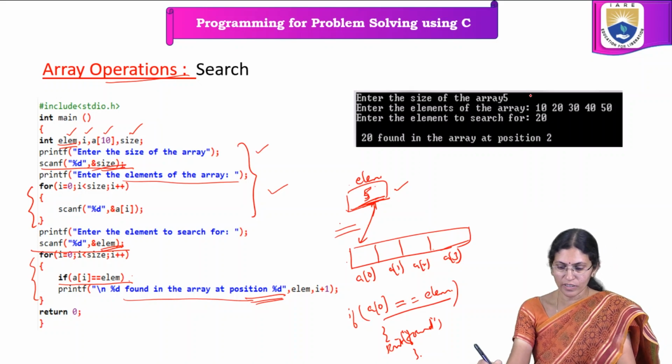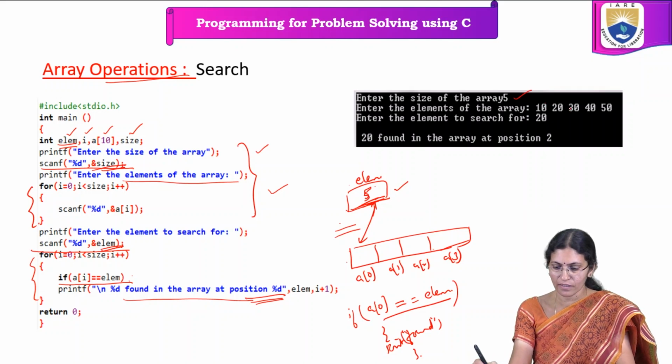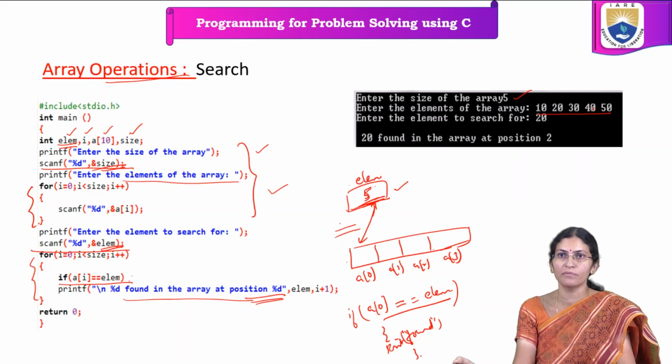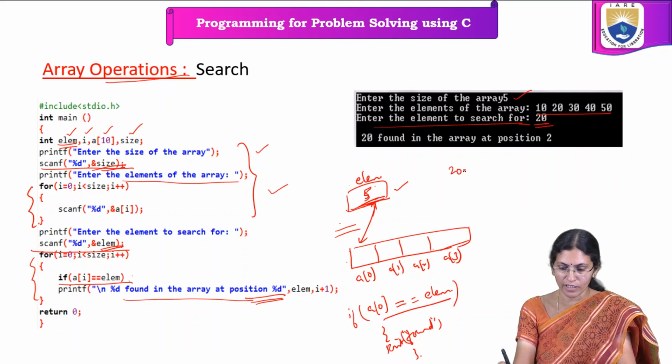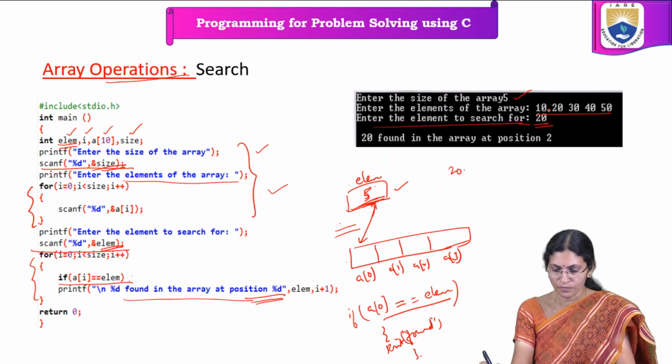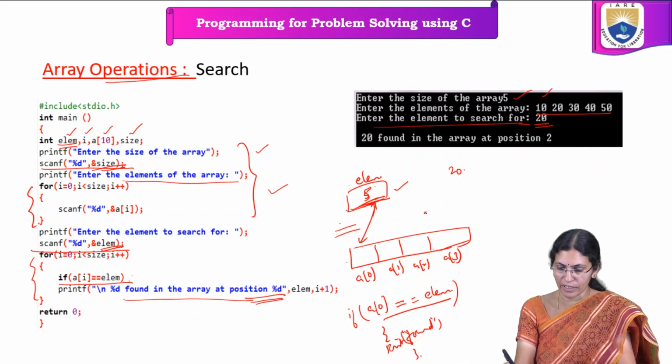Suppose the user is giving the array size as 5 and the elements entered are 10, 20, 30, 40 and 50. Then, enter the element to search for. This is the element to be searched for. Suppose 20 is to be searched. Now each element of the array is compared. So 10 and 20 are compared first. 10 is not equal to 20.